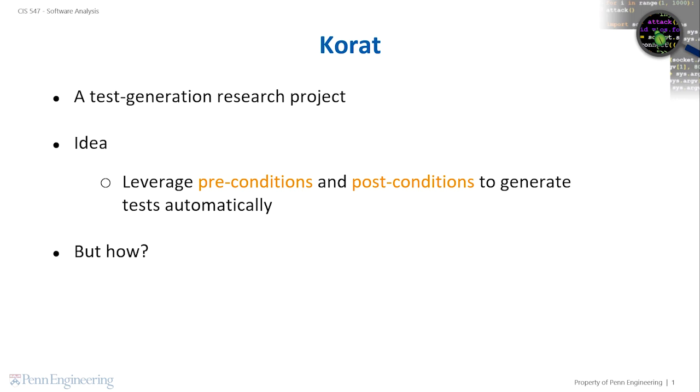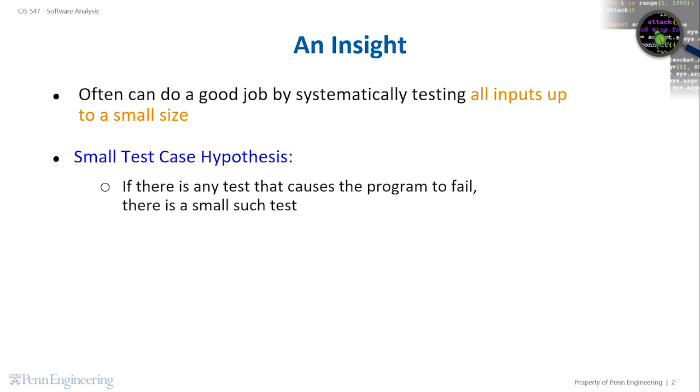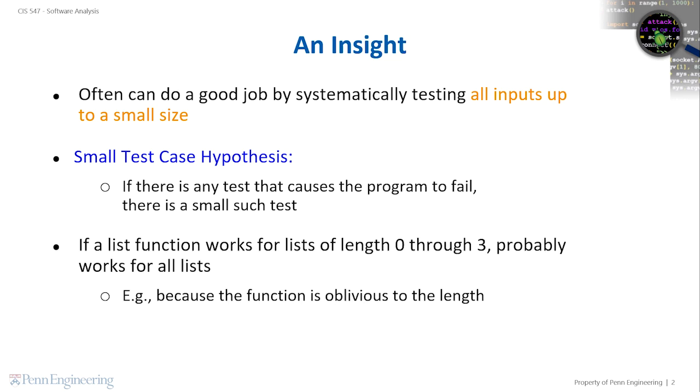Let's find out. One insight into automating test creation can come from thinking about small test cases. In practice, we often do a good job of catching bugs by testing all inputs up to some small size. This can be expressed in what is called the small test case hypothesis. If there is any test that causes the program to fail, then there is a small such test. For example, if a list function works on lists of length 0, 1, 2, and 3, then it is likely to work on lists of all sizes.